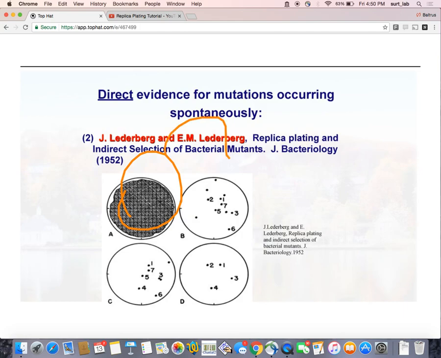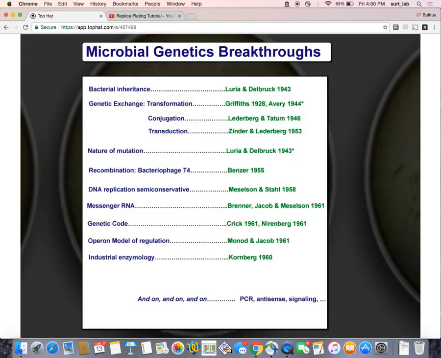And so when you replica plate, there's going to be some slop to it, but the mutant colonies are going to be in the exact same places as they were on that original plate. So this was a direct measurement of when mutants happen, and it opened the doors to people truly believing that microbes had genetics. A bunch of other stuff happened after that that we'll talk about.